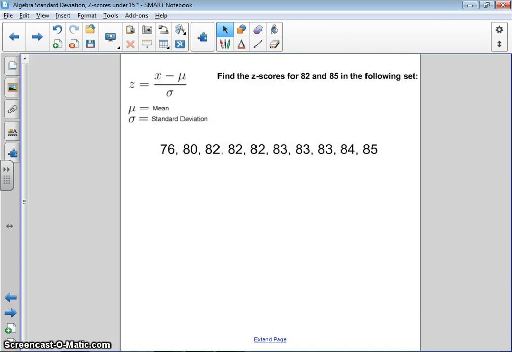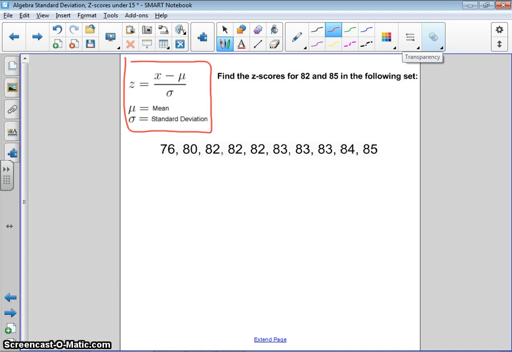Now, this is the z-score formula. Relax. You'll never be asked to memorize that. When you take the SOL test, this formula is on your formula screen. It tells you that z is equal to x minus mu, divided by sigma. Now, mu is the symbol for the mean of the set, and it tells you right underneath here. And sigma is the symbol for the standard deviation. This x right here is the individual score that you're looking at. Like in this example, we're going to find the z-score for 82, and then we're going to find the z-score for 85. So those are the things that are going to go in place of x. And then z is obviously your z-score.